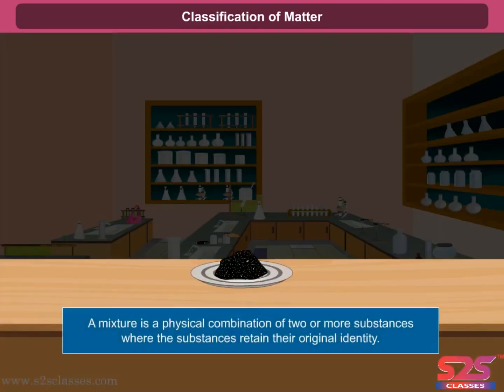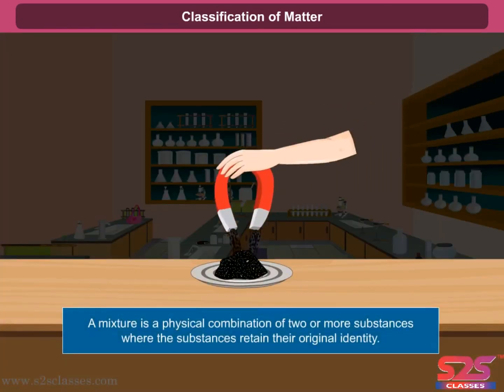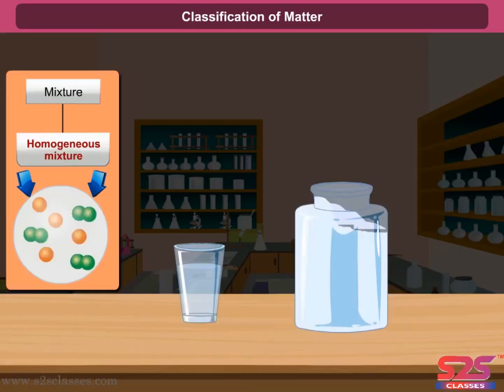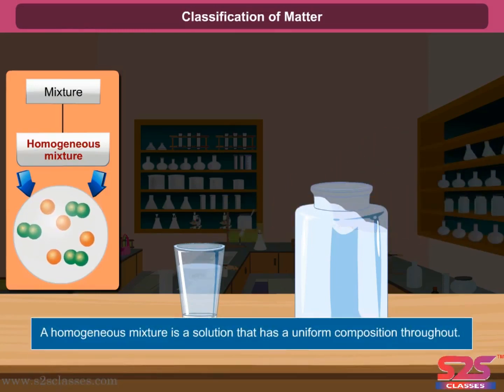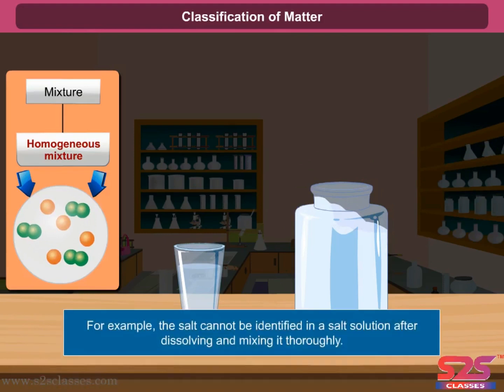A mixture is a physical combination of two or more substances where the substances retain their original identity. A homogeneous mixture is a solution that has a uniform composition throughout. For example, the salt cannot be identified in a salt solution after dissolving and mixing it thoroughly.